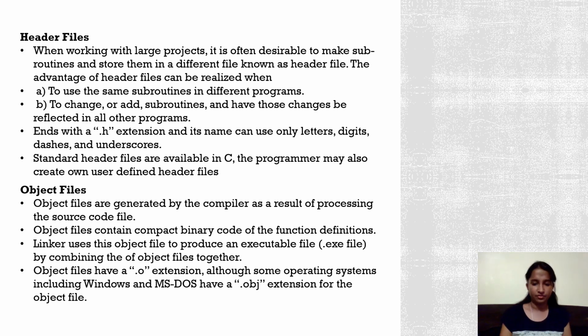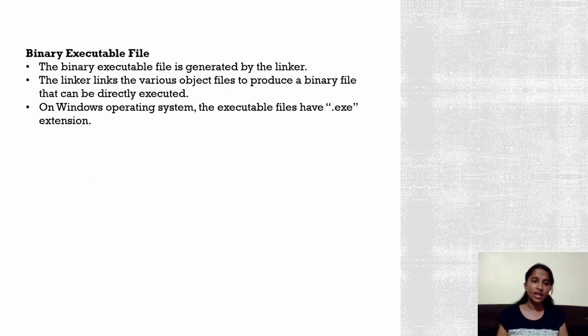The last one is the binary executable file. The binary executable file is generated by the linker. The linker links the various object files to produce a binary file that can be directly executed. On the Windows operating system, the executable files have the .exe extension.